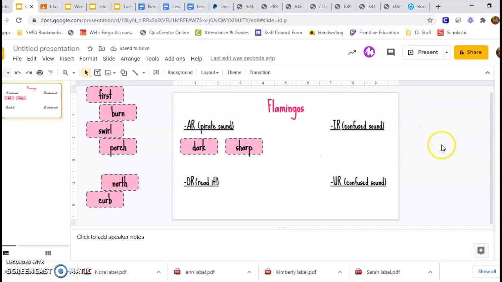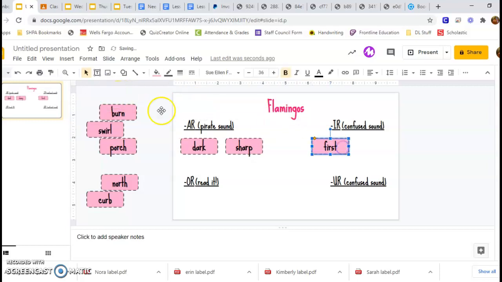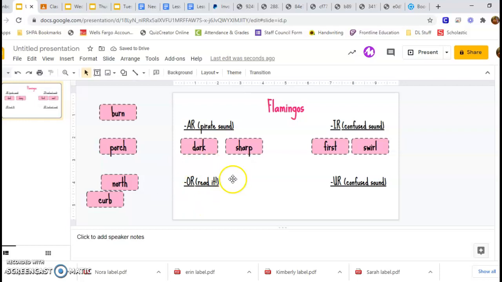Okay, how about the IR? Which words would go in this group? Remember, it makes the confused sound. Should be 2 again. Nice job. First and swirl. Good job. Okay, how about the OR? Remember, just read it. Or. Which 2 words go in this group? That's right. Porch and north.